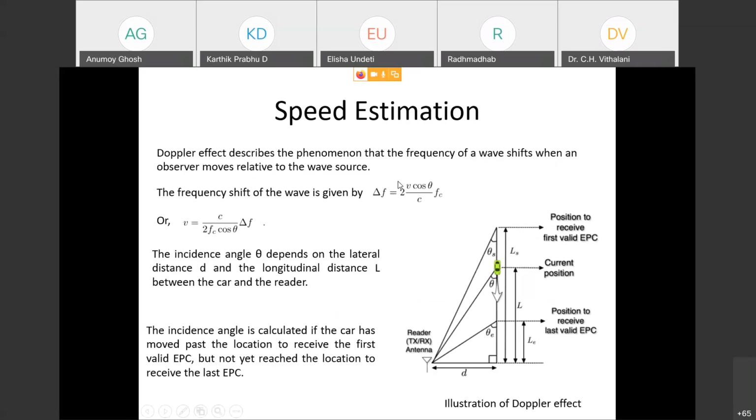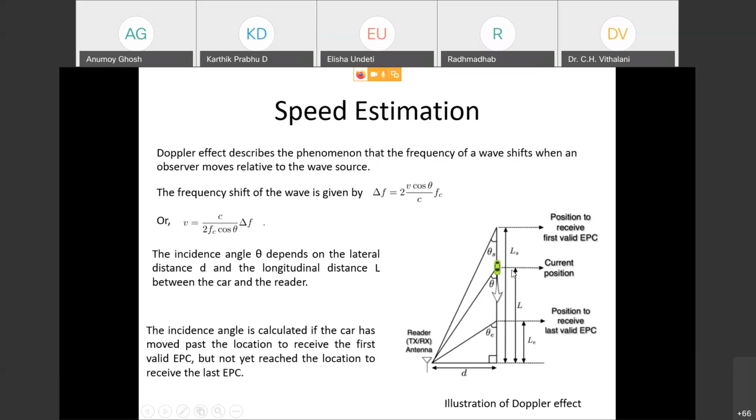Now come to the speed estimation part. This is a very important part. See, the reader range is from this point of the triangle to this point. That means one point is marked as the position to receive the first valid EPC. That means this is the entry point from where the tag of the car can be read by the reader antenna. And this is the last point where the tag can be sensed. After that point, the tag cannot be read by the reader antenna.